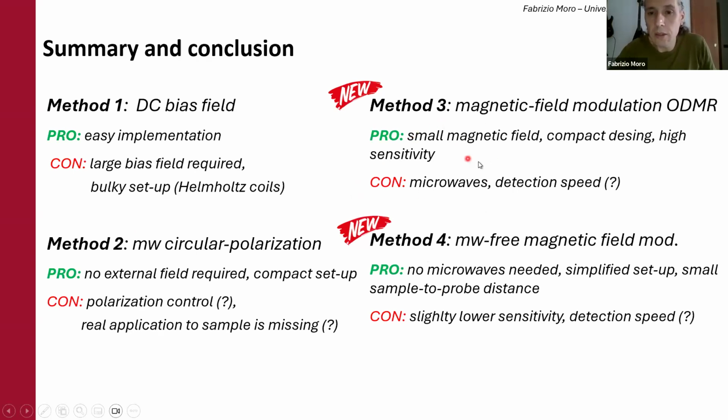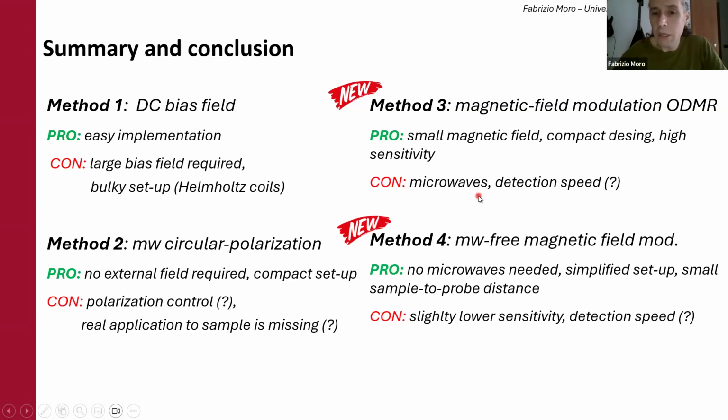These are new methods that I implemented in my laboratory, and they both consist of lock-in detection, one based on magnetic field modulation of the on-resonance signal and the other on detecting the off-resonance signal for method 4. So the advantage of the on-resonance method is that we need a very small magnetic field, of the order of microtesla, instead of the DC bias field, for which we usually need millitesla. It also provides a compact design and relatively high sensitivity, and the con is that it still requires microwaves.